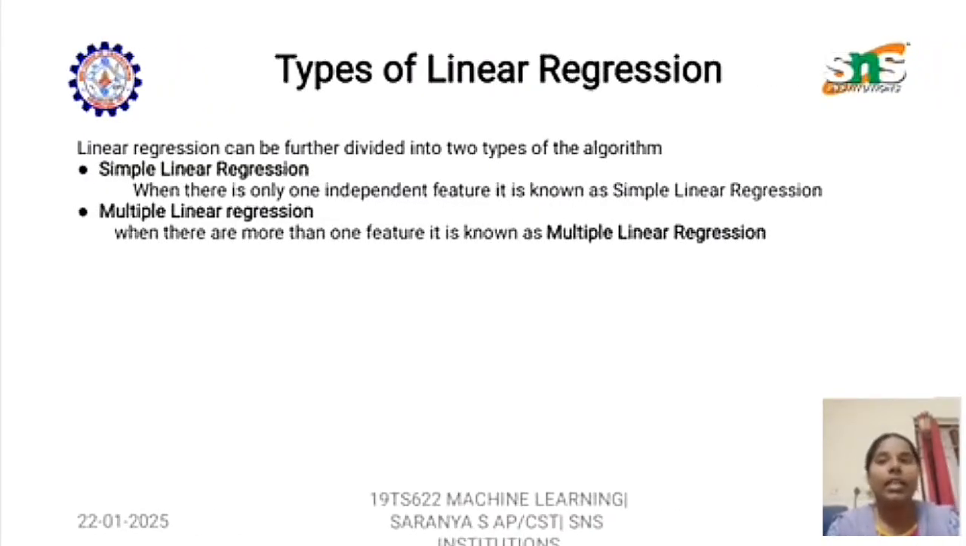Next, the types of linear regression. Linear regression can be further divided into two types of algorithm. The first one is simple linear regression and the second one is multiple linear regression. When there is only one independent feature, it is known as simple linear regression. When there are more than one feature, it is known as multiple linear regression.